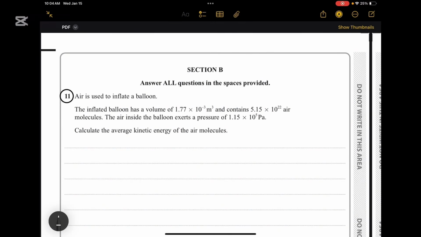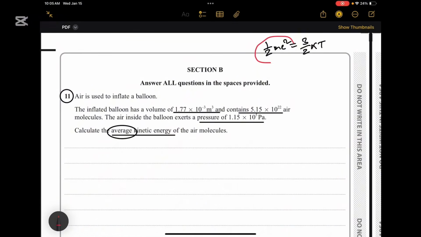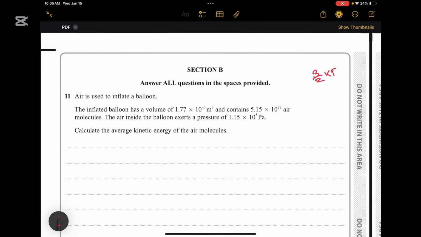Okay, so air is used to inflate a balloon. The inflated balloon has a volume and contains this number of particles, and it has a pressure of this, and they have asked us to find the average kinetic energy of the molecules. When they say average kinetic energy, we will straight jump onto one formula, which is half mc squared equals 3 by 2 kT. This is the formula. Now they have asked us to find the average kinetic energy. So we know half mc squared is our average kinetic energy.